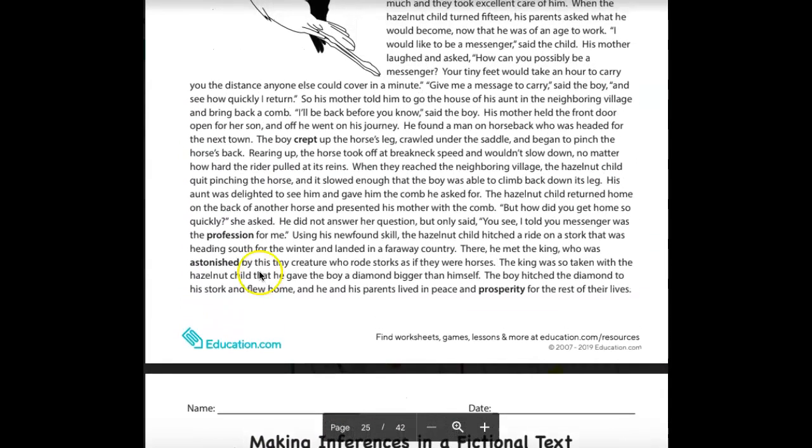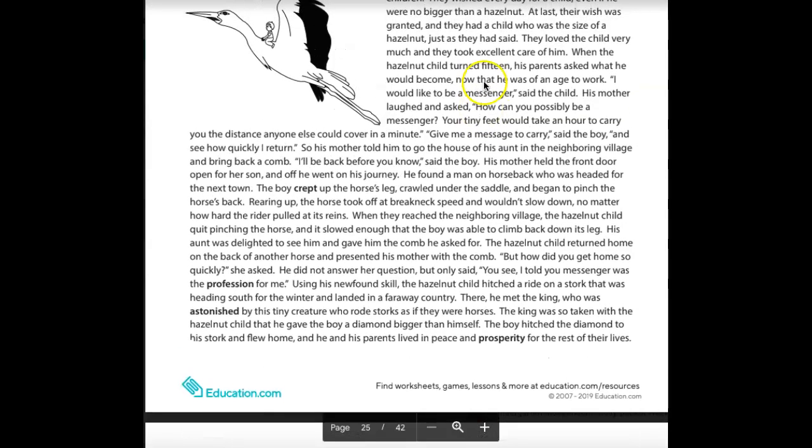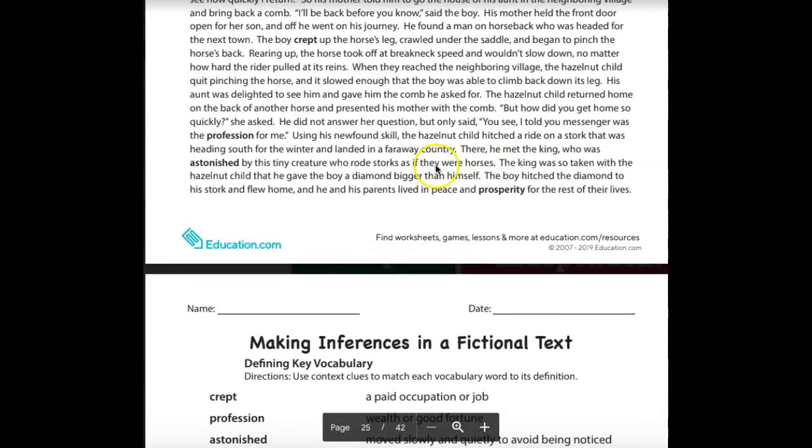All right, profession. Let's look back at profession. Here it is. We go back to the beginning of the sentence. He did not answer her question, but only said, "You see, I told you messenger was the profession for me." And you can remember back up here, she asked him what he wanted to do. His parents asked what he would become now that he was of an age to work. "I would like to be a messenger." And then astonished.